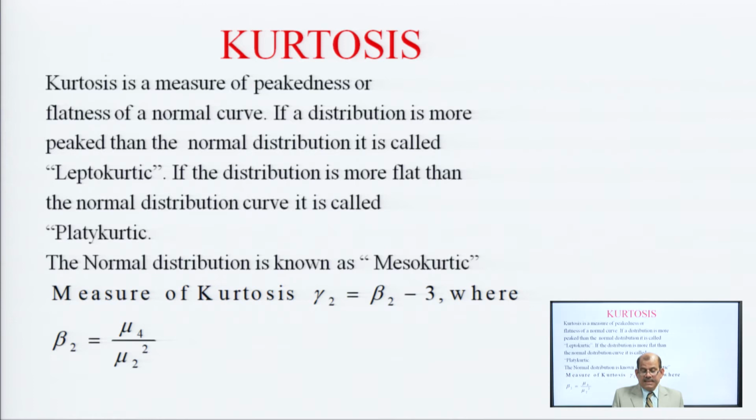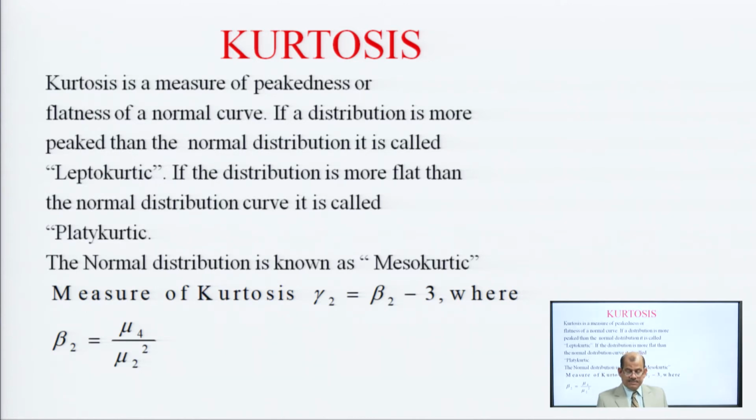There are three types of kurtosis. First, leptokurtic, second, mesokurtic, and third, platykurtic. If the distribution is more peaked, then this curve is said to be leptokurtic. If the distribution is more flat, then the normal distribution curve is called platykurtic, and if there is no disturbance of the normal curve, it is said to be mesokurtic.